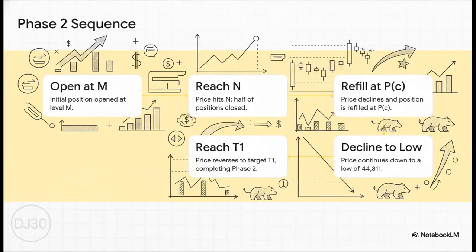Let's walk through the play-by-play. First, the position opened at M. Then, once the price hit the N target, half of the positions were closed. After that, the price fell, which actually allowed the position to be refilled at that P of C level. From there, the price kept dropping to a low of 44,811 before it finally turned around, reversed course, and climbed all the way to the T1 target. That moment marked the completion of Phase 2.